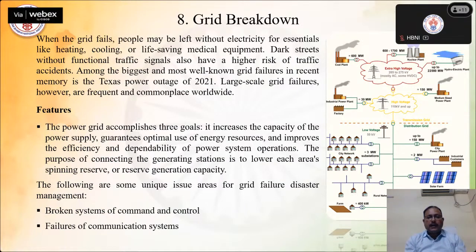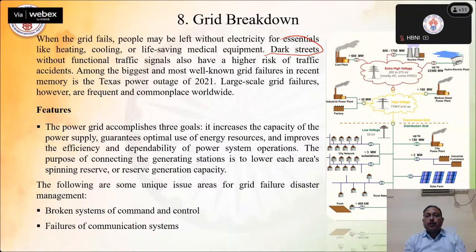The problem is not that they are facing the war only, but electricity is also a big problem. Dark streets. Without functional traffic signals, there is also a high risk of traffic accidents. Anybody could go anywhere. You must have seen some movies also when certain enemies of India have just captured the system of traffic and rooted all over there. So it is a very big thing.